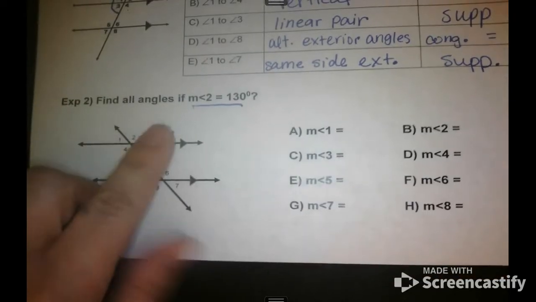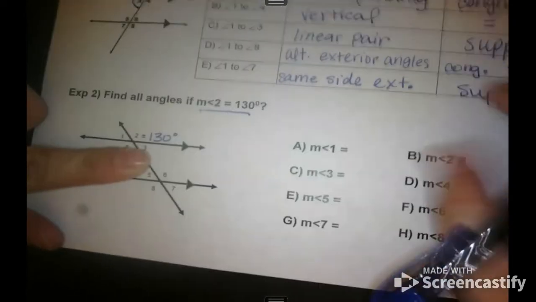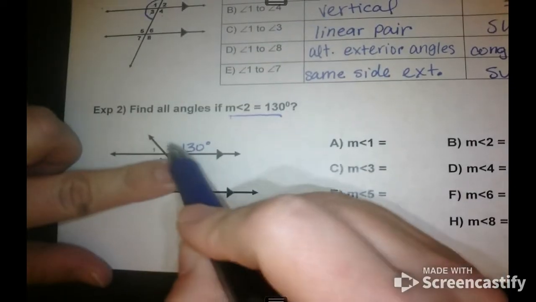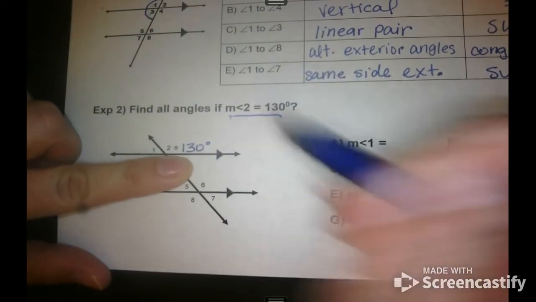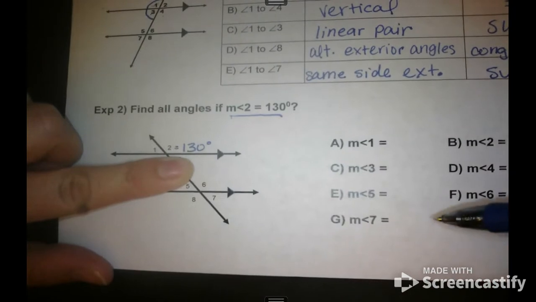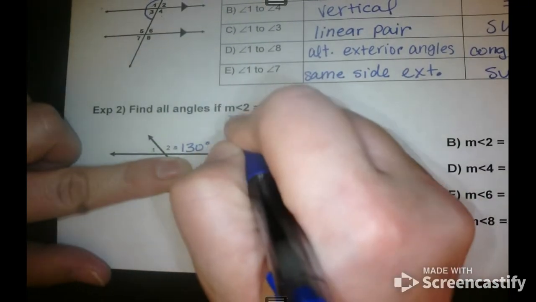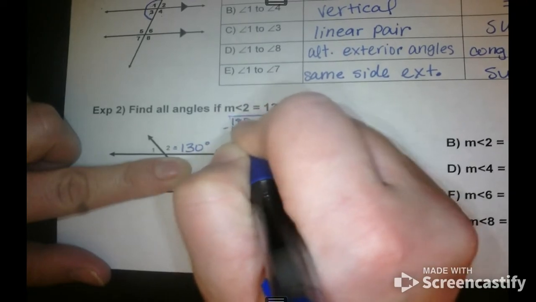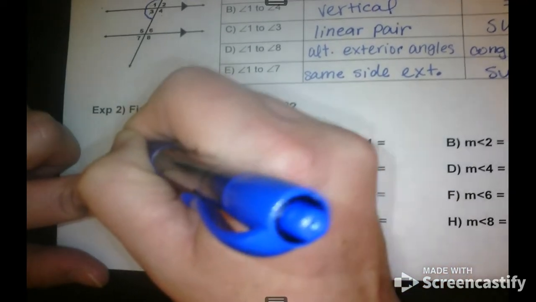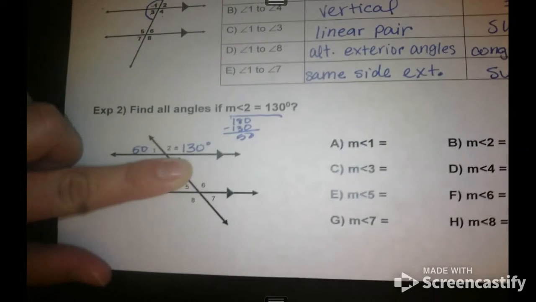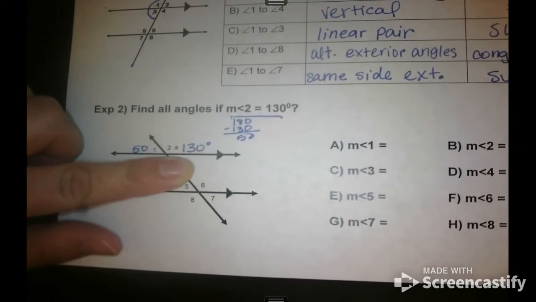Okay, so if I know that these are supplementary angles, they have to add up to what? 180. So how could I find the measure of number 1? It's a straight angle. I have to do 180 minus 130. It gives me 50. So do you agree that 50 plus 130 gives me 180? Guys, this will be difficult if you do not pay attention.